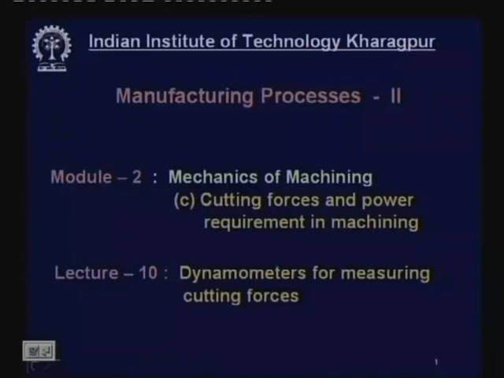Good morning. Welcome to the subject Manufacturing Processes 2. Module 2 is continuing, which covers the mechanics of machining, and under that we are dealing with cutting forces and power consumption in machining. Today's lecture, number 10, covers dynamometers for measurement of cutting forces.